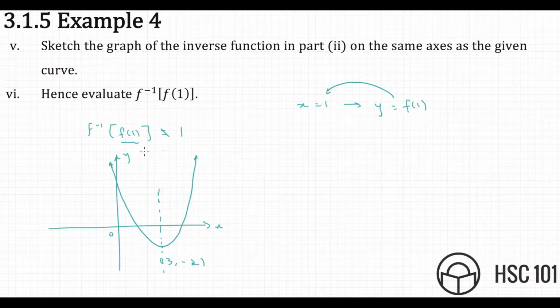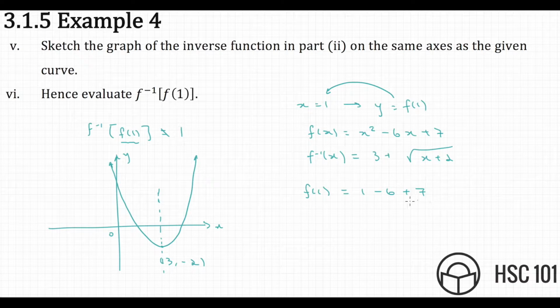Now, one way of getting across a simple case such as this one is because in earlier parts we actually have the equation of both the function and the inverse, we can just use the equation to do the work for us. What I mean by that is f(x) we know is given by x squared minus 6x plus 7, and the inverse is given by 3 plus root (x plus 2). So f(1) is equal to 1 squared minus 6 times 1 plus 7. So 1 minus 6 plus 7, that's just going to be 2.